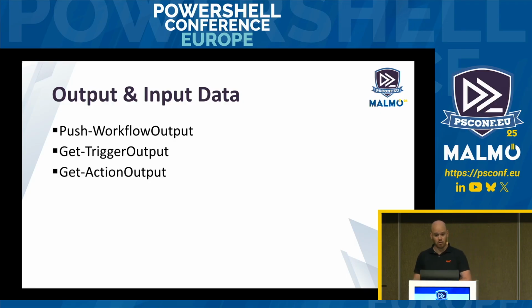However, you can also get data from previous actions or triggers. In case you're not too familiar, in Logic Apps, there's only one trigger. What triggers it? It can be like an HTTP request, a schedule, whatever can be the trigger defined, but there can be only one per workflow. So you can have one trigger output and all the actions you put in between, you can get the action output from there.